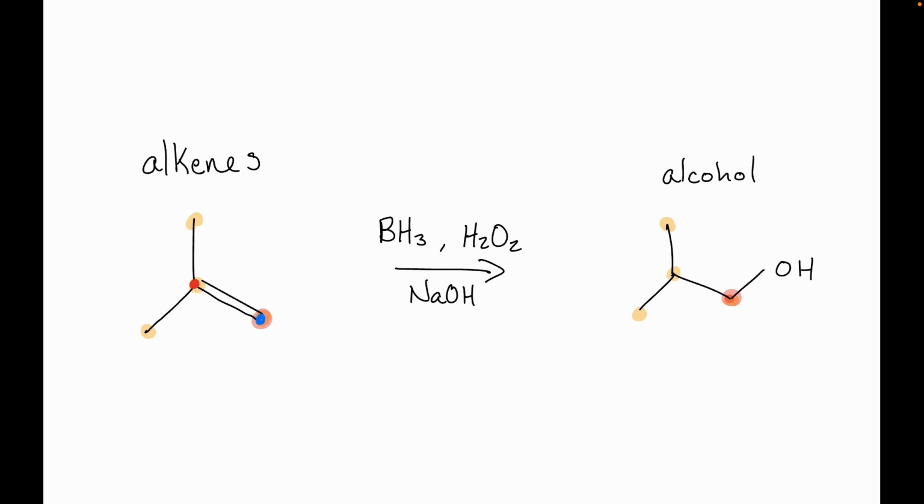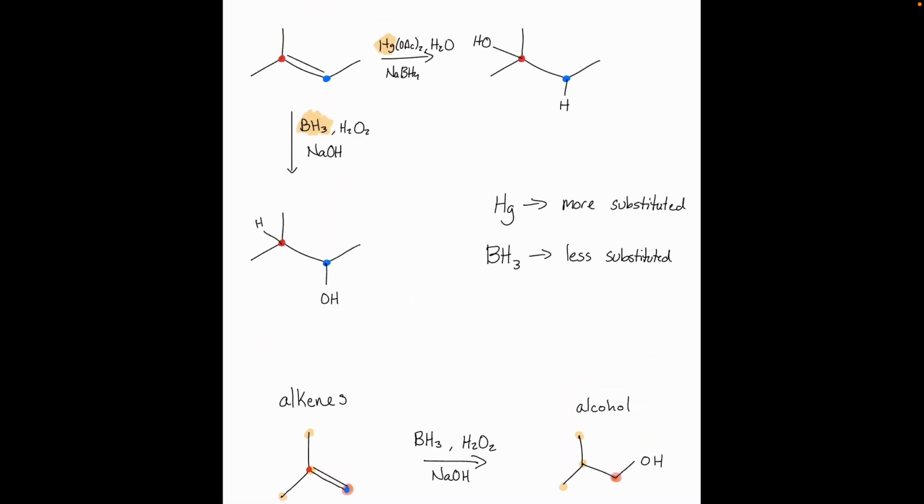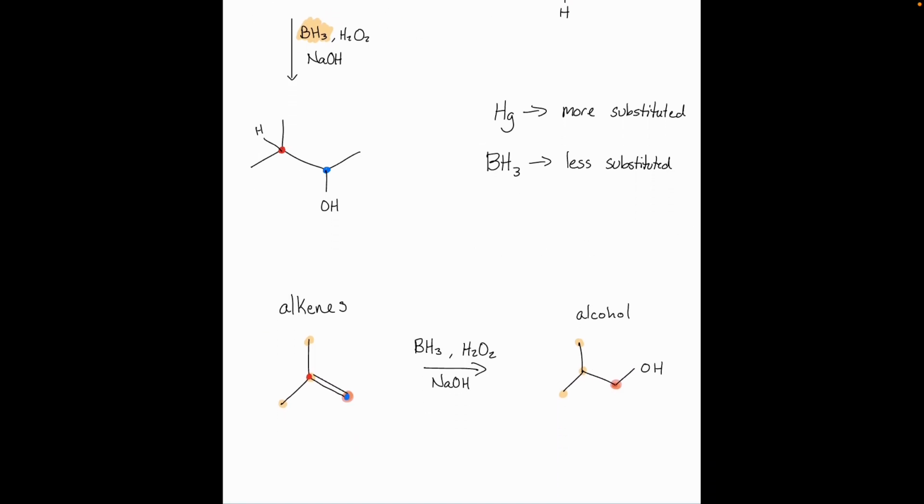All right, so given that we have these two methods, one of which puts the OH group on the more substituted carbon, and the other one which puts it on the less substituted carbon, given an alcohol, we want to be able to work backwards to figure out what we would start with, right? So given a product, figure out what substrate and reagent we need to create that product. Okay, let's do one more.